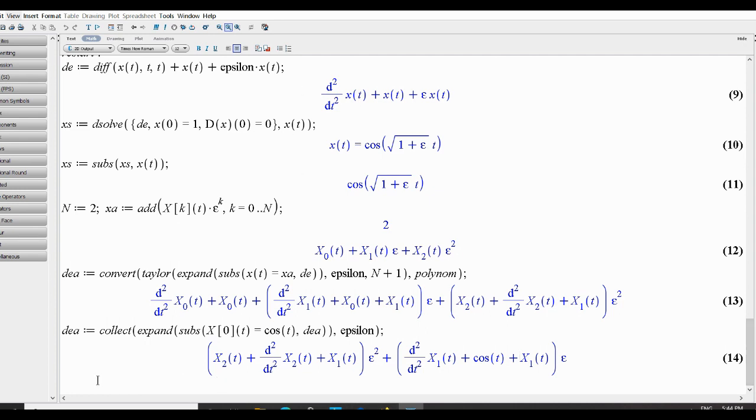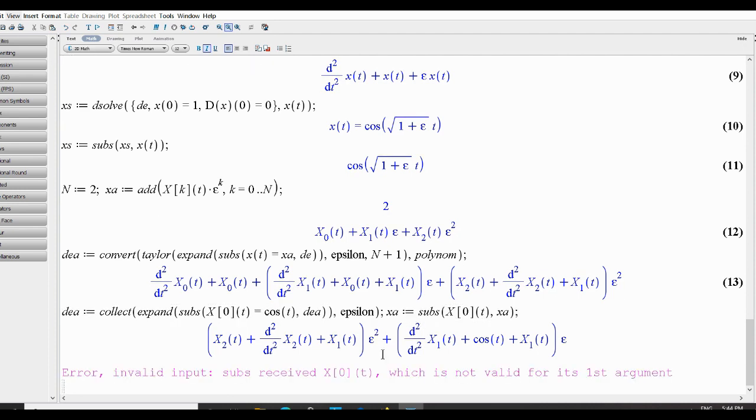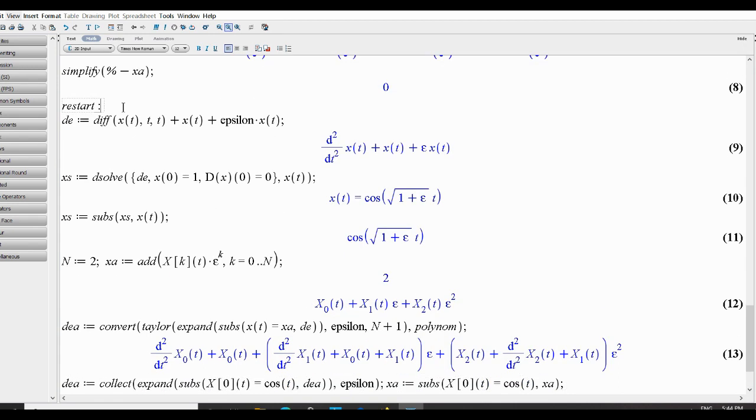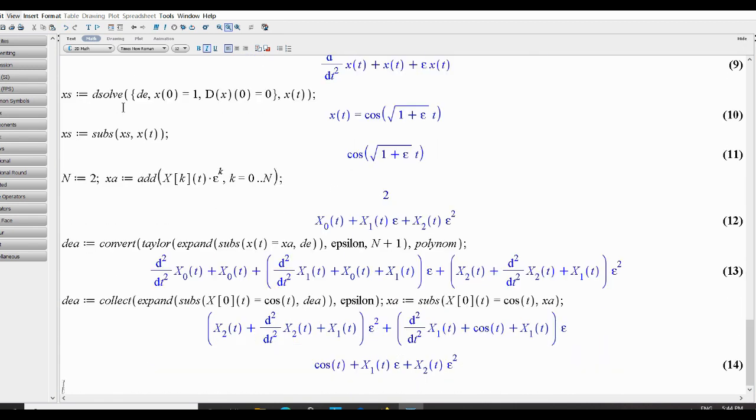So what we will say is, of course, I have to also do this. XA is equal to substitute x0 of t in XA. I have to do that. X0 of t is equal to cosine of t. Let's go back here. Start. Okay, so this is the solution that I have so far.